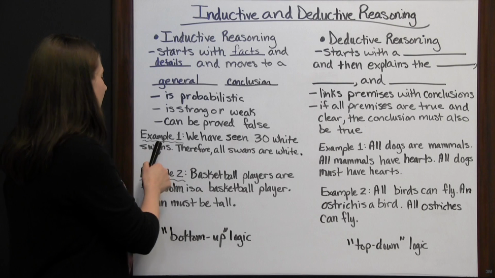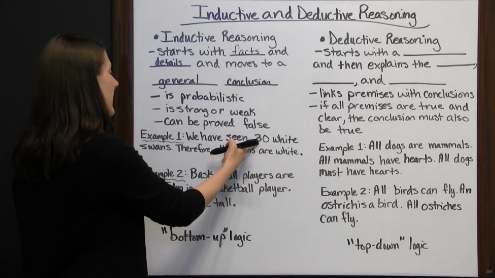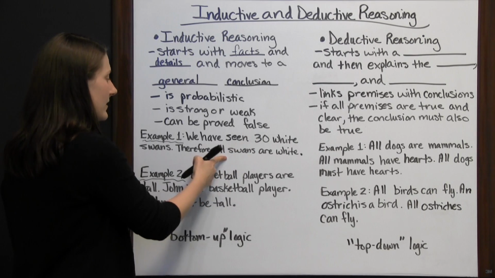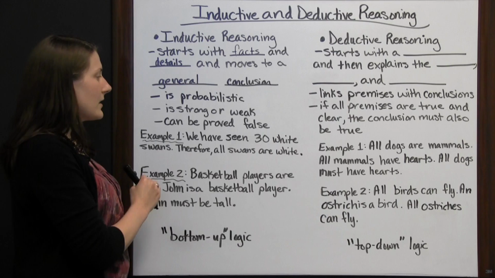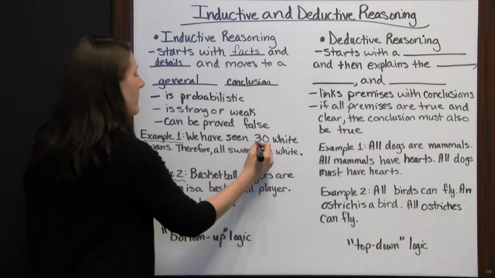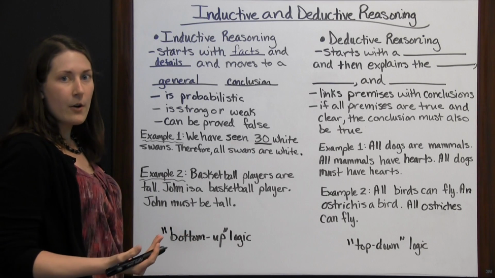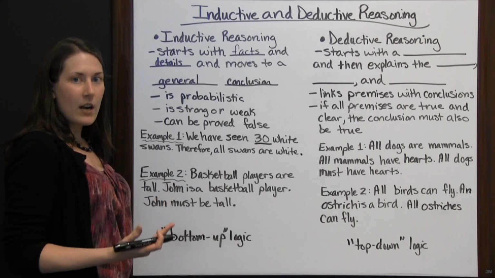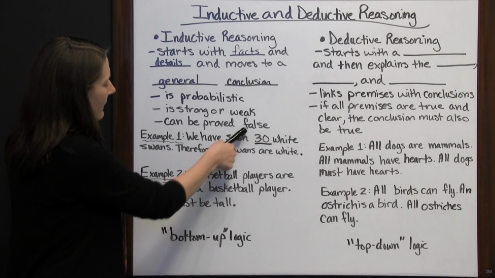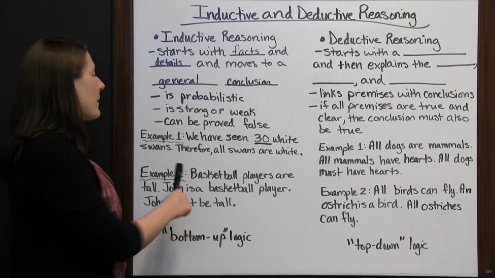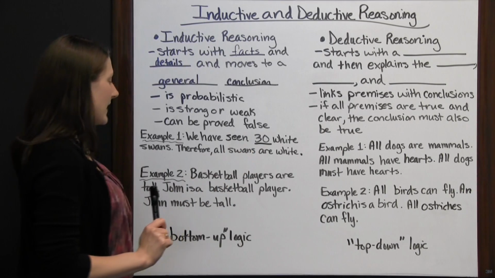We have seen 30 white swans, therefore all swans are white. Well, based on the 30 examples that we've seen, this statement makes sense. This conclusion that we drew using inductive reasoning based on our 30 examples would make sense. But is it true? No, not all swans are white. You've got other colors. So this isn't a true thing. This is a false conclusion. But we did use inductive reasoning to get there, basing our conclusion on our examples.